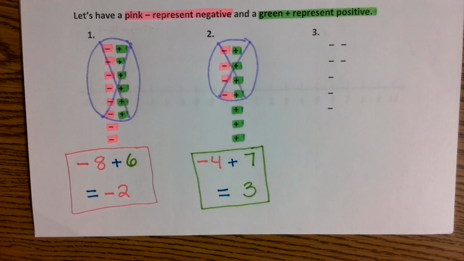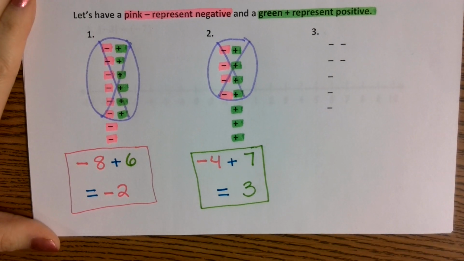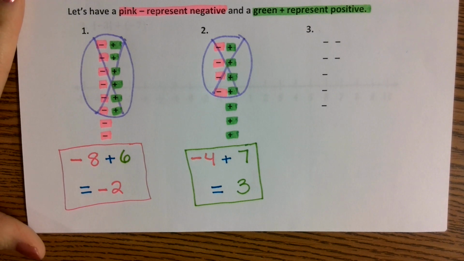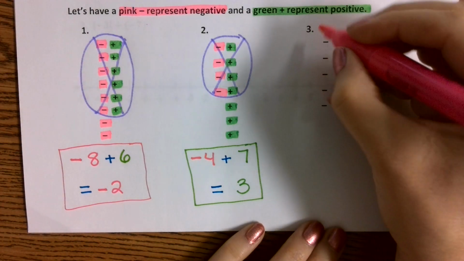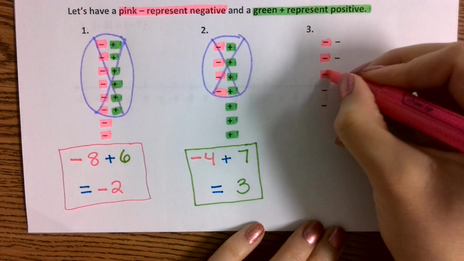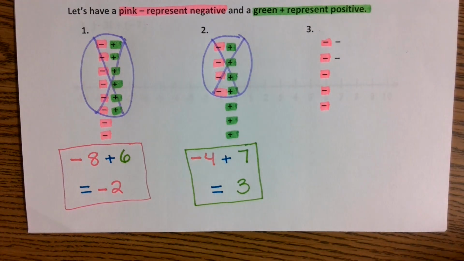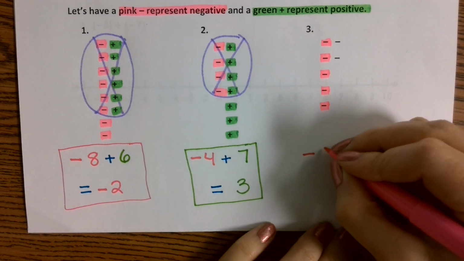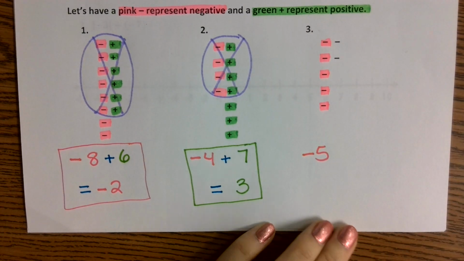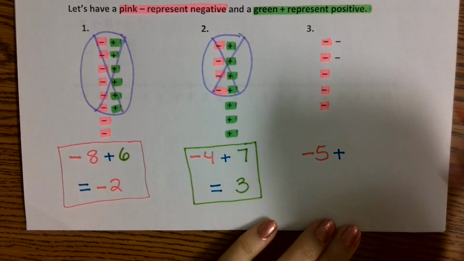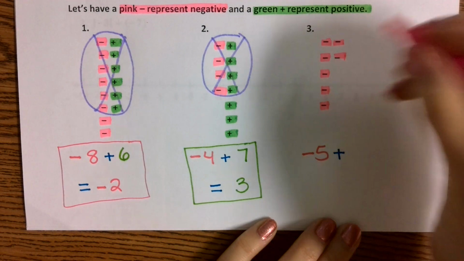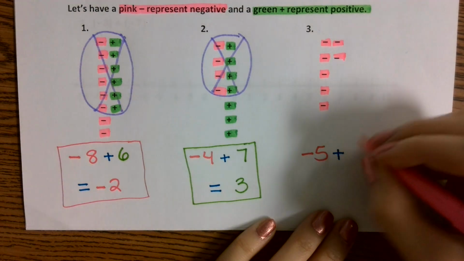Okay, so problem number 3. Let's go ahead and identify our first term. What is our first term for problem number 3? -5. Good. We have 1, 2, 3, 4, 5 negatives. So we've got a -5. Plus, what is my second term? -2. Our second term has negatives as well. It's a -2.